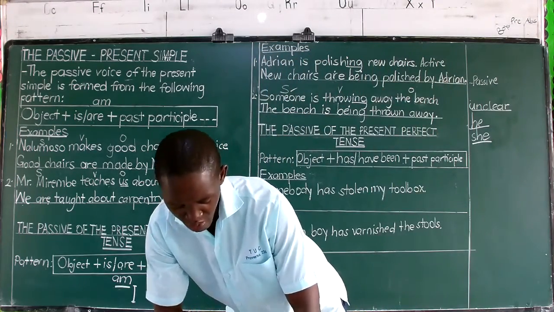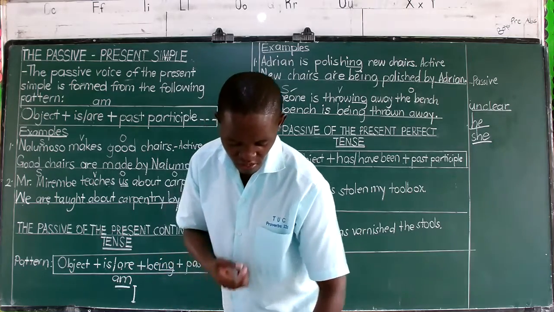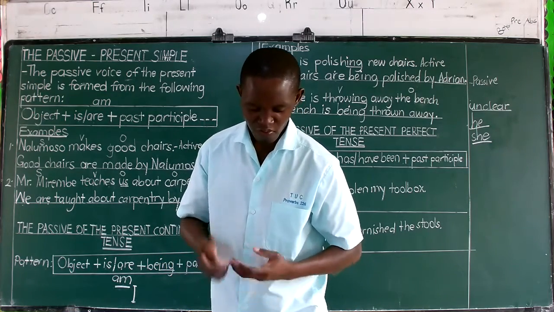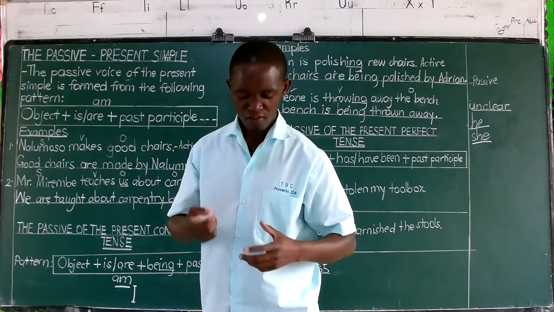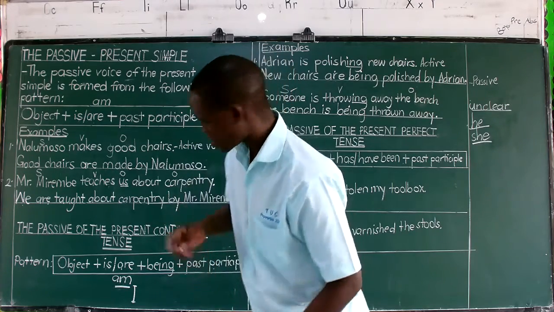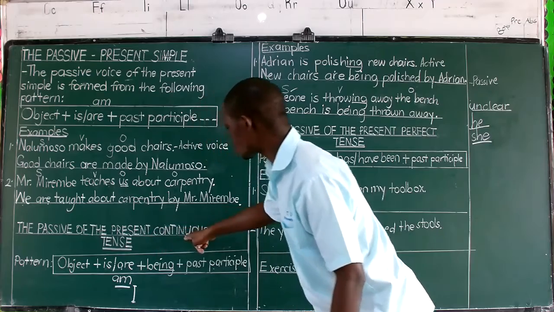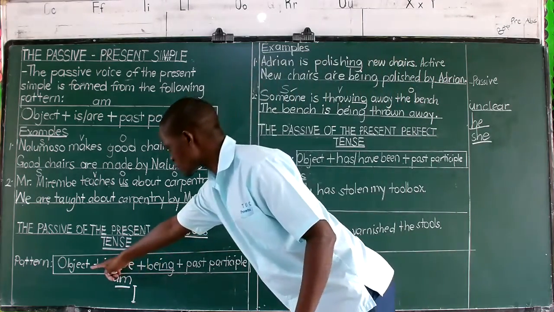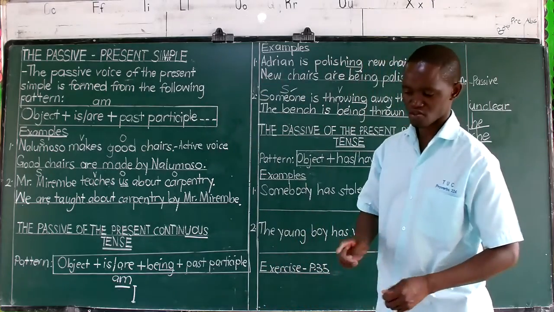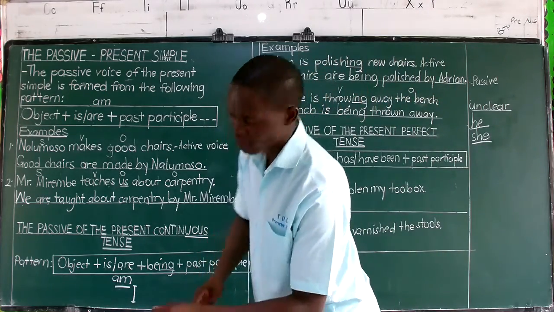For example, I'm going to answer number 3. The porters are carrying away the furniture. In which tense is this sentence? It is in the present continuous tense. So which pattern do I need to follow in my answer? I'll use this pattern which was given to me in the present continuous tense, passive voice.